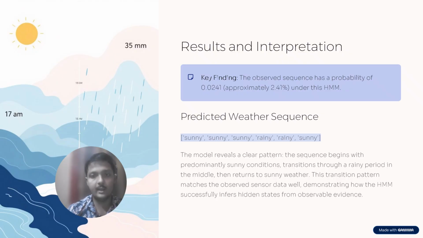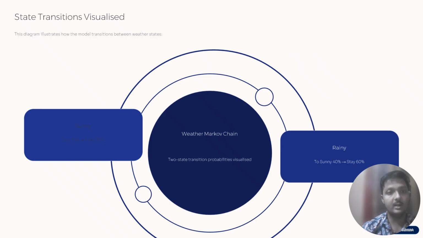Next, result and interpretation. Key finding: the observed sequence has a probability of 0.024 under this predicted weather sequence. The model reveals a clear pattern. The sequence begins with predominantly sunny conditions, transitions to a rainy period in the middle, then returns to sunny weather. The transition pattern matches the observed sensor data well, demonstrating how the HMM successfully infers hidden state from observable evidence.